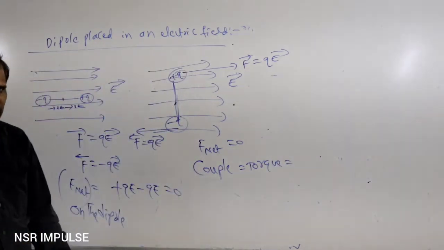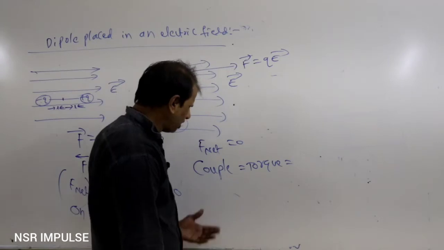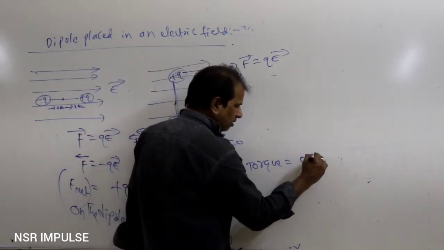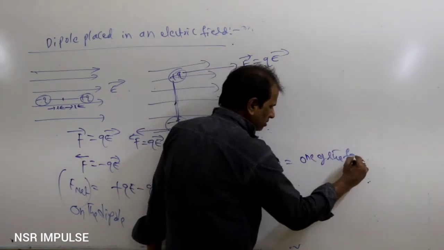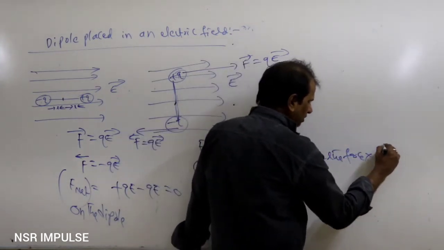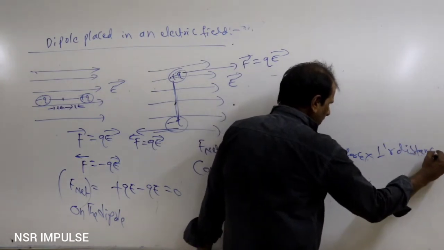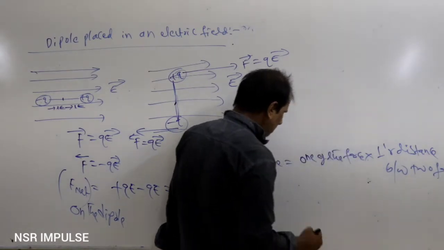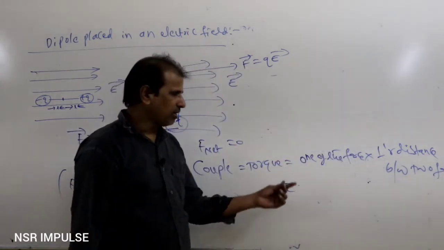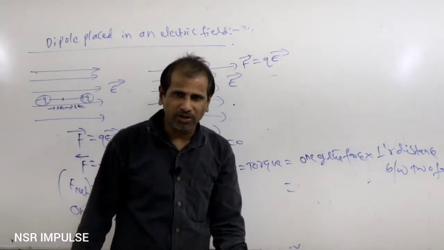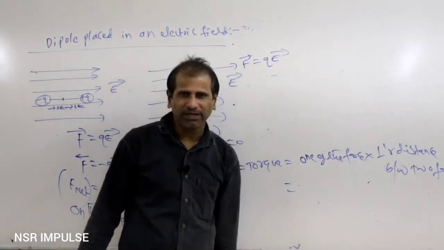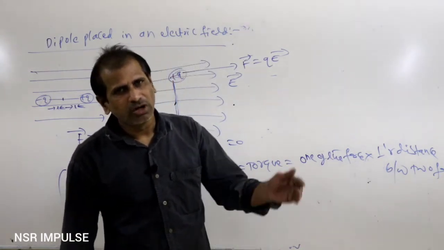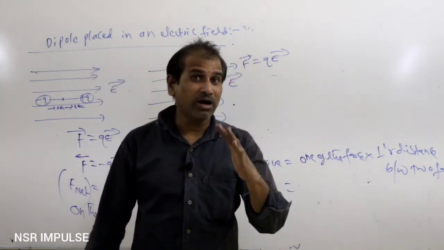How to say torque is acting? Couple is equal to one of the forces into the perpendicular distance between the two forces. This is the product we should make. The general torque formula is force into perpendicular distance, or simply in the cross product form, torque is equal to R bar cross F bar.